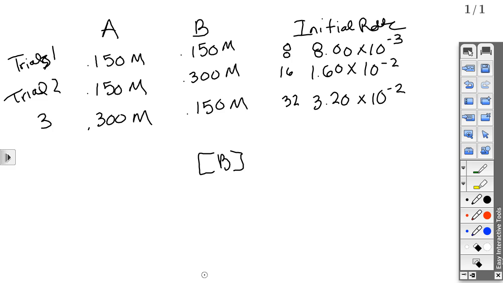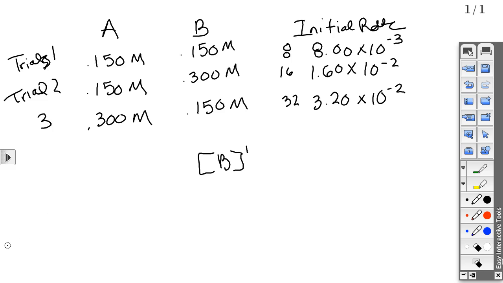In my rate law for this, what number do I need to put in my exponent? 1. Yeah, because this doubles, they do the same thing. That's a rate order of just 1. Now I have to figure out A.